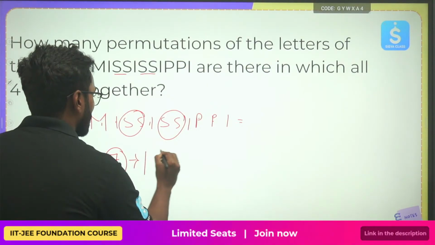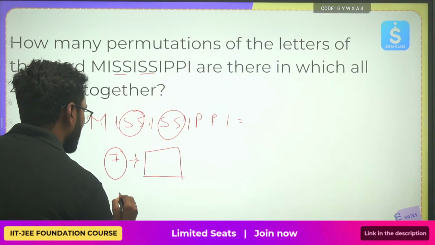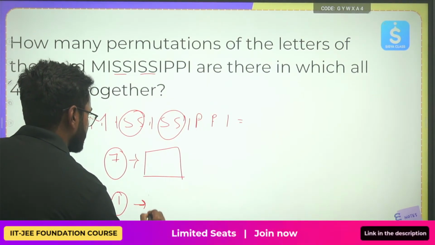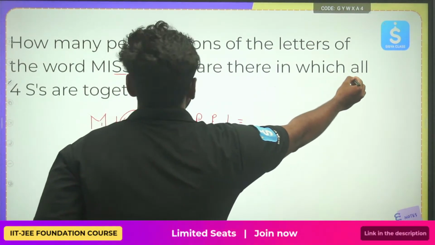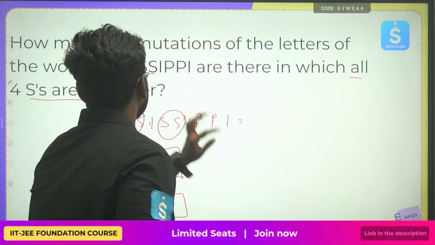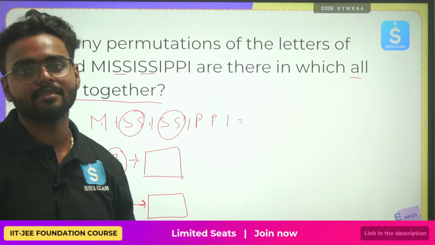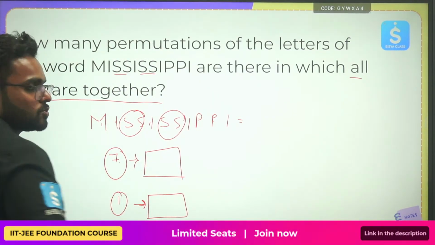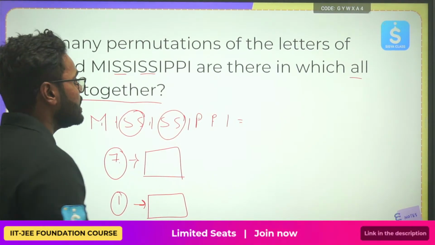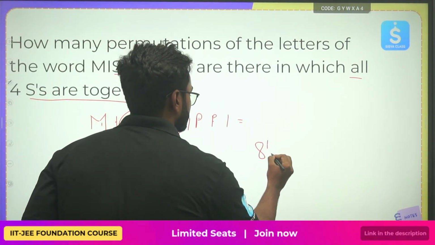This is a whole block. And one more block is 4 S's. And he is saying in which all 4 S's are together. They should occur together no matter what. This is 7, this is 1, right? So the total would be 8 factorial.